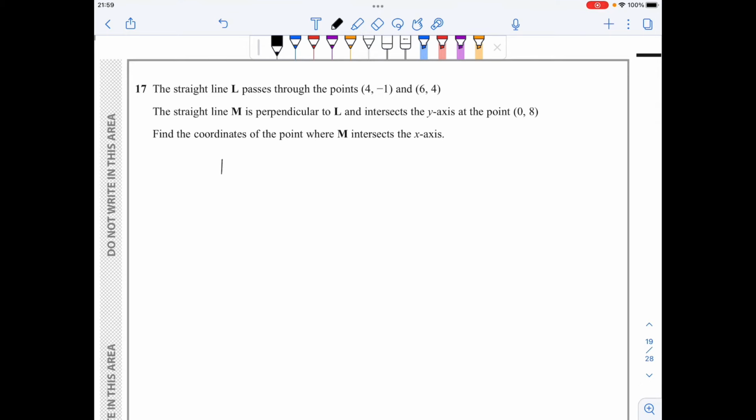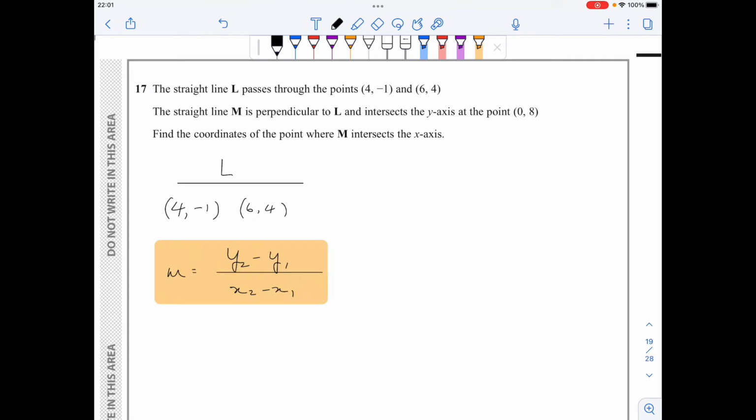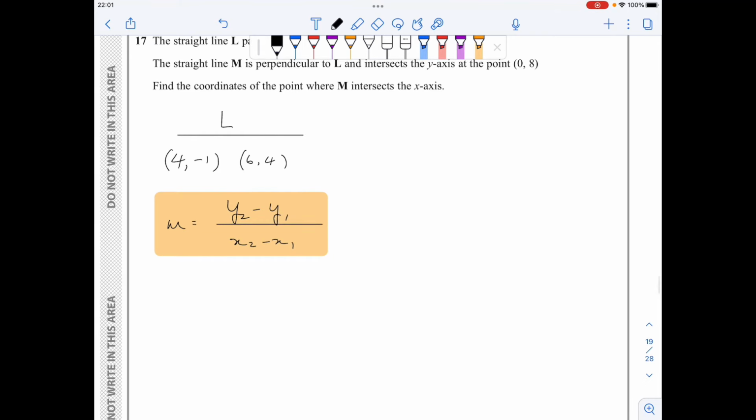In question 17, I know that line L passes through the points 4, -1 and 6, 4. Now to find the gradient, I'll use the following formula. So if I substitute the values in, I'll get m equals 4 minus -1 over 6 minus 4. So m comes out to be 5 over 2. Now line M is perpendicular to line L, which means that the gradient is -2 over 5. You flip and change the sign.